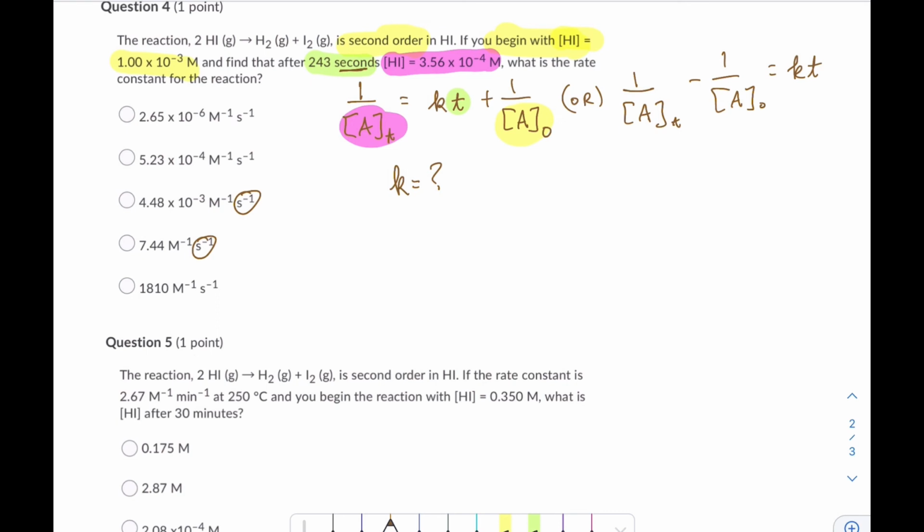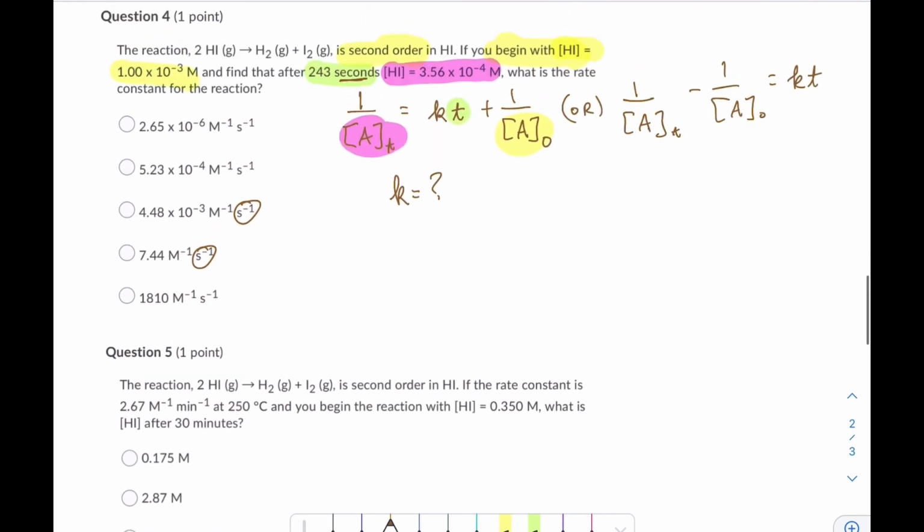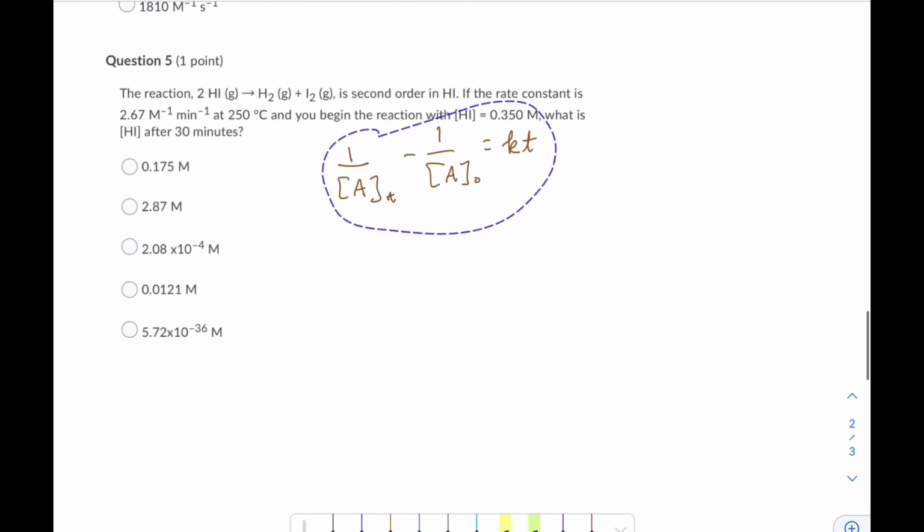The time is seconds. All is good with the world. Plug into that equation. Watch your algebra. Second order. Again, same equation. You start with either one. It doesn't matter. Look for your values. The rate constant is that. Notice it's in minutes, so I get a rate constant in minutes.